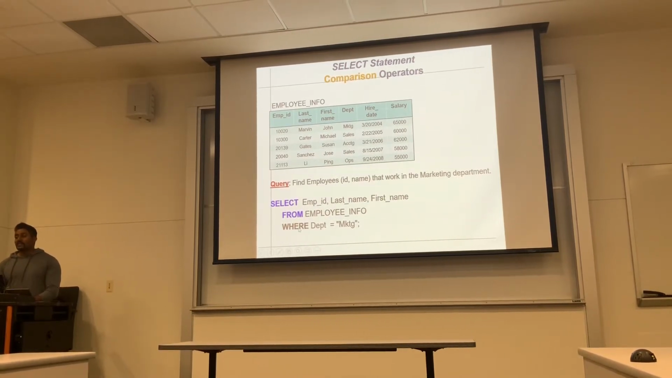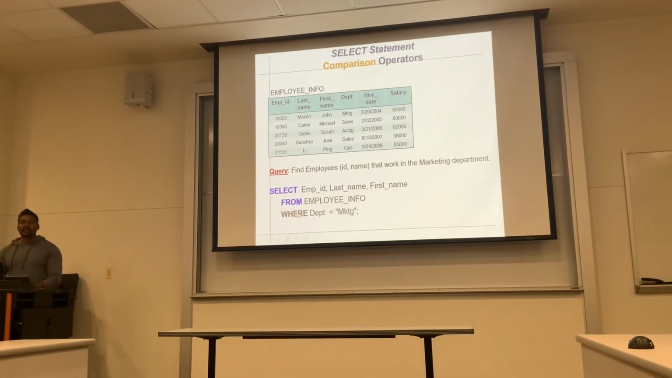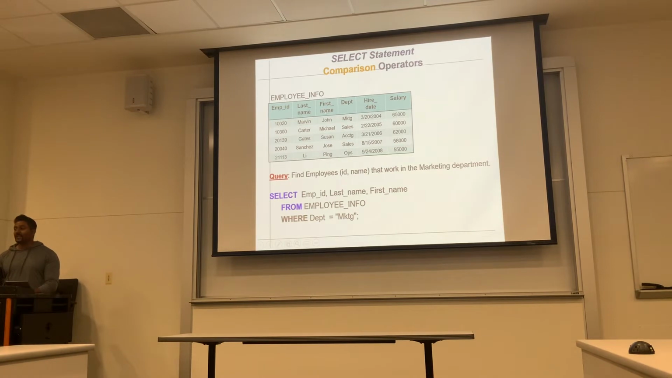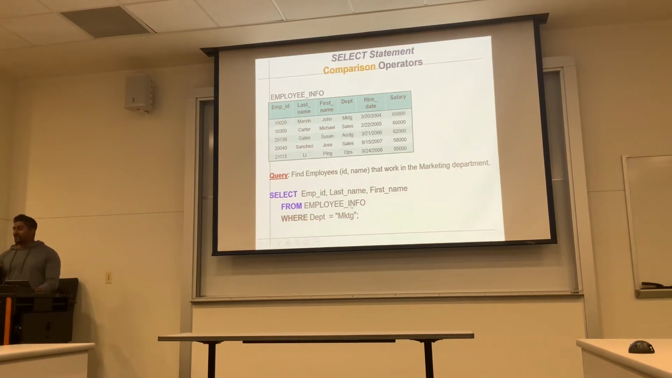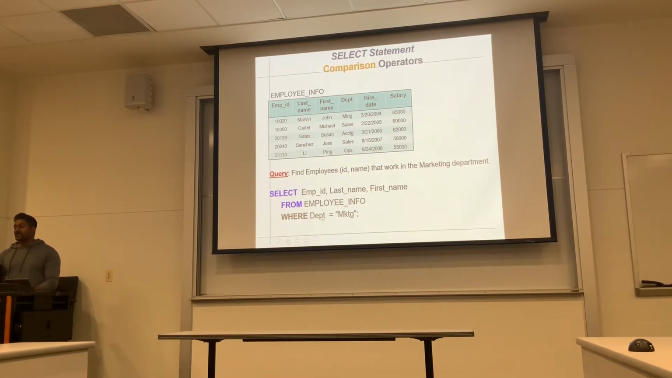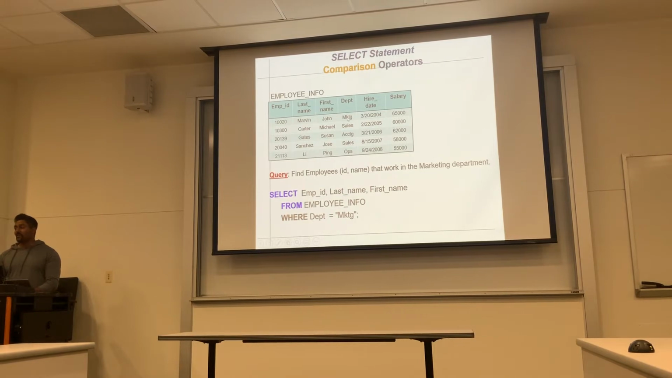That's where this WHERE statement comes in. WHERE is like a filter. It allows you to filter down so that I don't pull in everything that's in this table. So in this case, I said select this data from this table, and I add this WHERE clause that says where the department equals marketing.